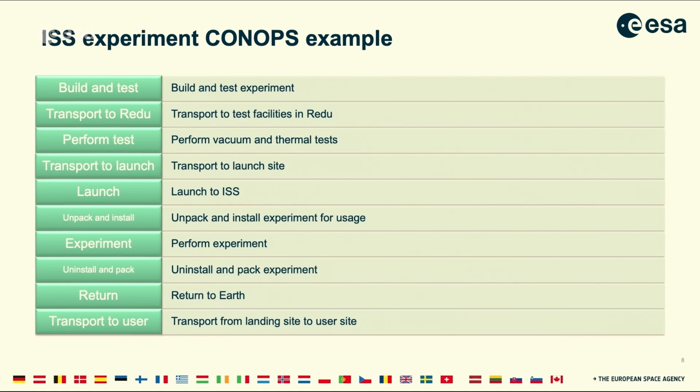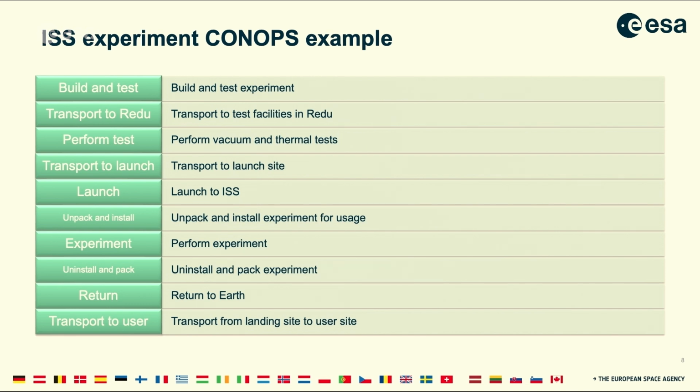You need to test it in, for example, our test facilities at the ESA Academy in Redu. But you need to transport it there. So the next phase is transport to Redu. Then you perform the test there. Then you need to get it to the launch site. So you transport it to the launch site. You launch it. Once it's in the International Space Station, you have to unpack it, install it, possibly in a rack, or install it wherever it needs to be installed.